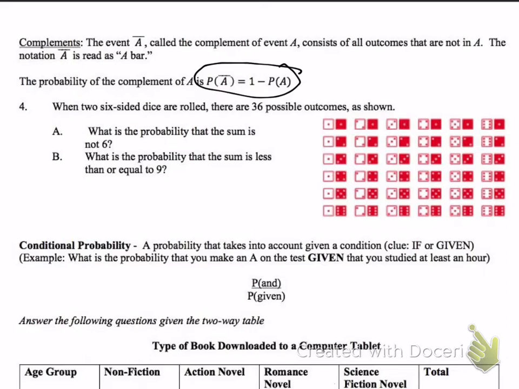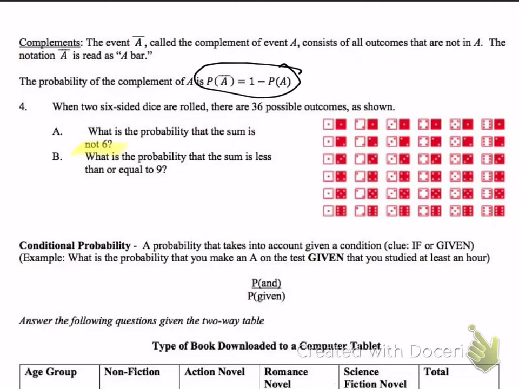So I could either roll a 6 or I could not roll a 6. I could make an A on the test, I could not make an A. So whatever your event is, the complement is the exact opposite of that. If we look at number 4, I have 2 6-sided dice that are rolled, and there are 36 possible outcomes that are shown. So what is the probability that the sum is not 6? We have a diagram over here on the right that has listed out all the possible outcomes for us, so we don't have to do that.